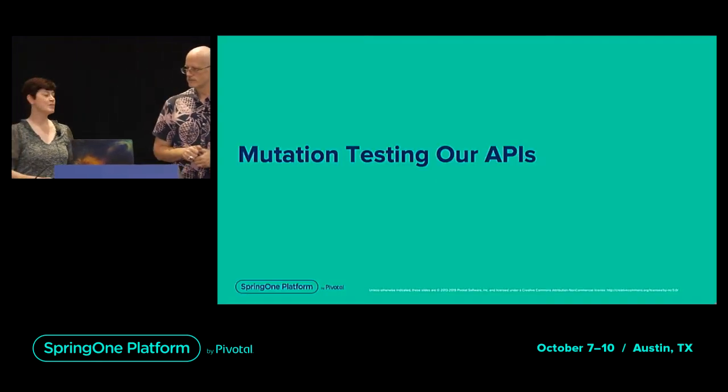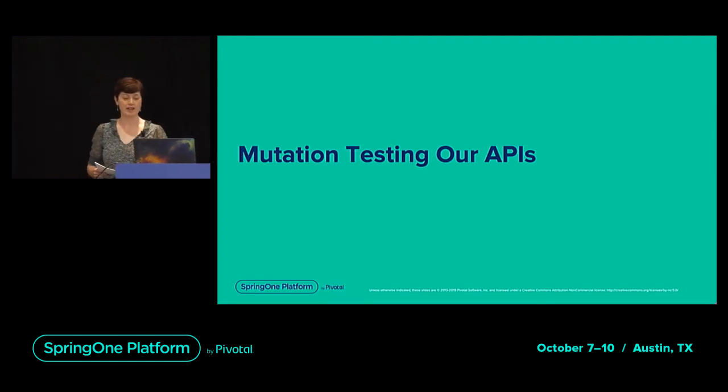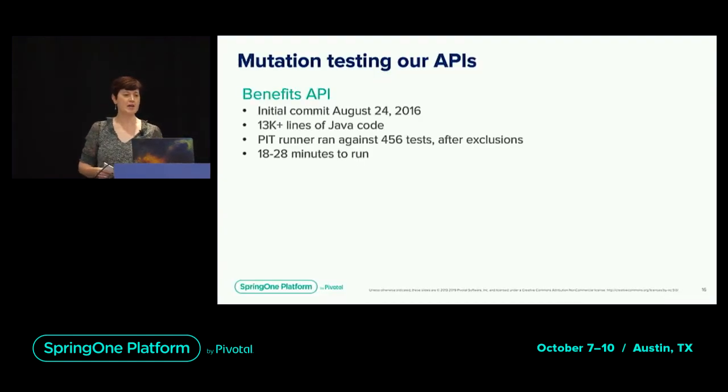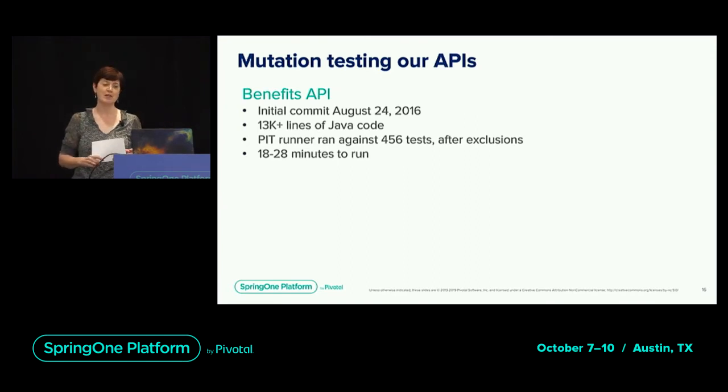Okay, so the division that we work for has about 17-something APIs in it. We started out mutation testing just 2 of them, one in Java, one in Kotlin. To start with, our benefits API. The initial commit on this was about 3 years ago. It has over 13,000 lines of Java code, and after we excluded things like the integration tests and the contract tests, we ran the pit runner against 456 of our tests. It took between 18 and 28 minutes to run it on the entire API, depending on other processes that were running on my laptop at the time. Both of these were done with the IntelliJ plugin, pit runner.